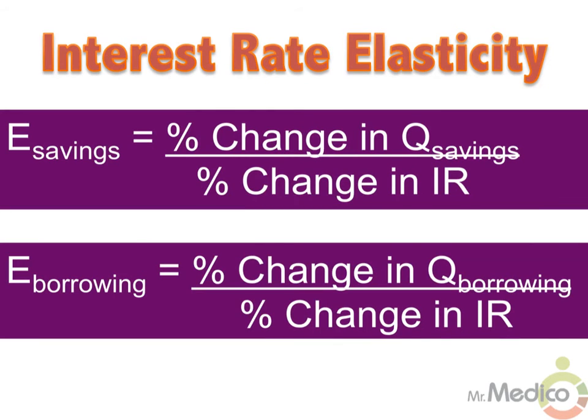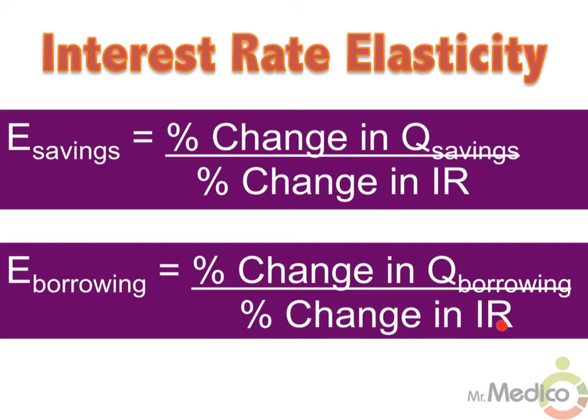The interest rate elasticity of savings measures how responsive savers are to a change in interest rates. The formula is the percent change in the quantity of savings divided by the percent change in interest rates. The interest rate elasticity of borrowing measures how responsive borrowers or debtors are to changes in interest rates. The formula is the percent change in the quantity of borrowing divided by the percent change in interest rates.